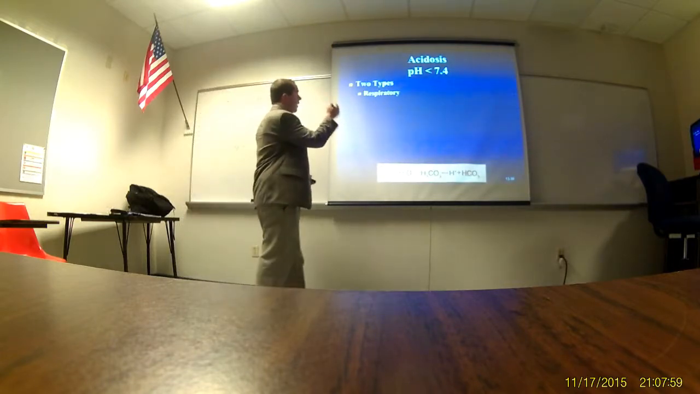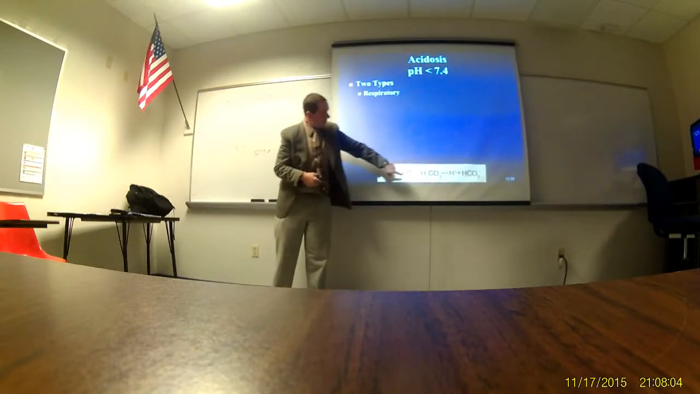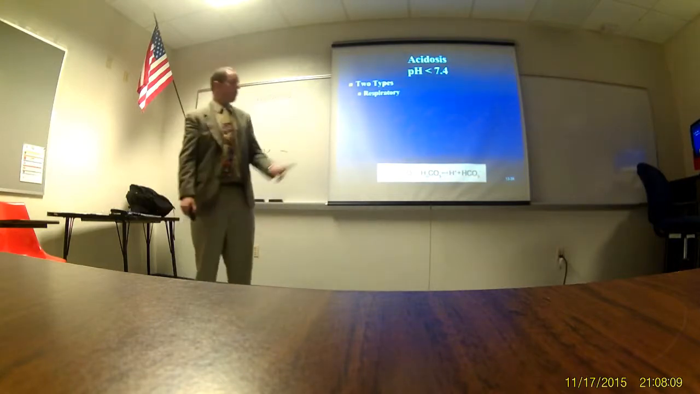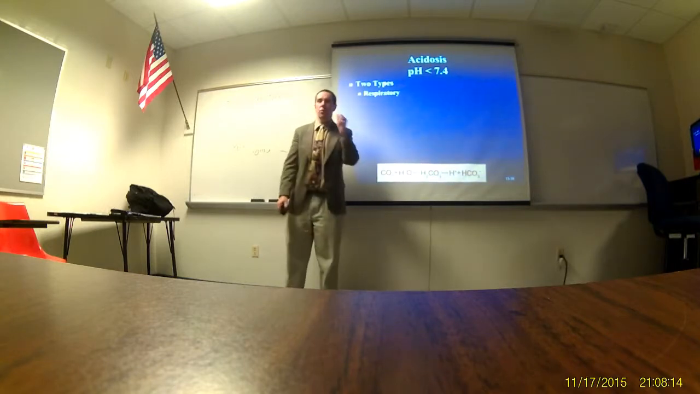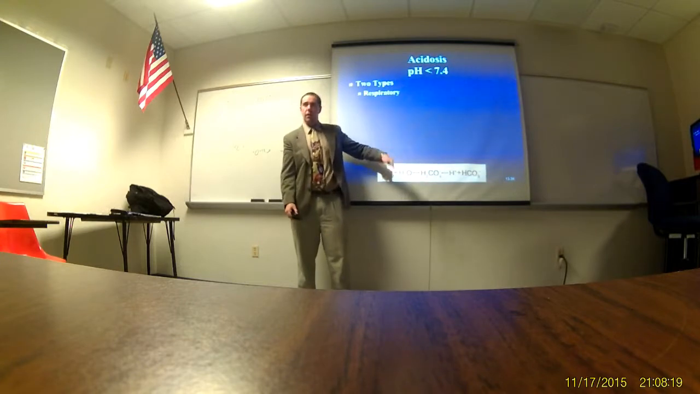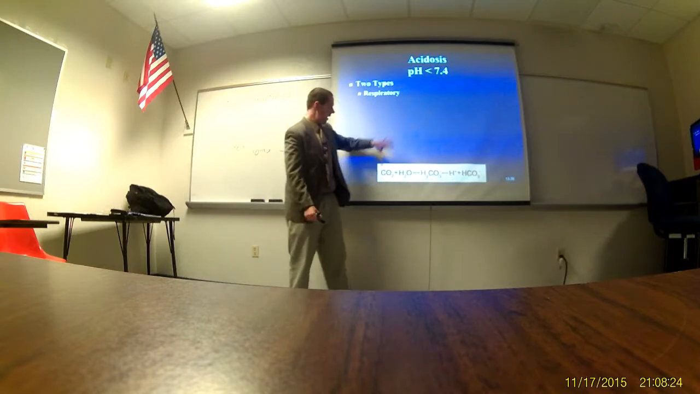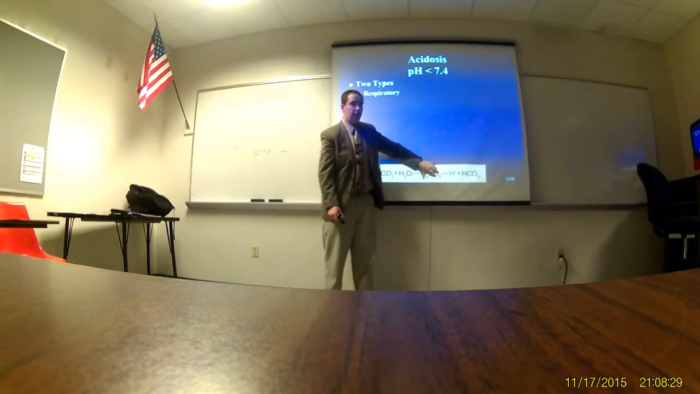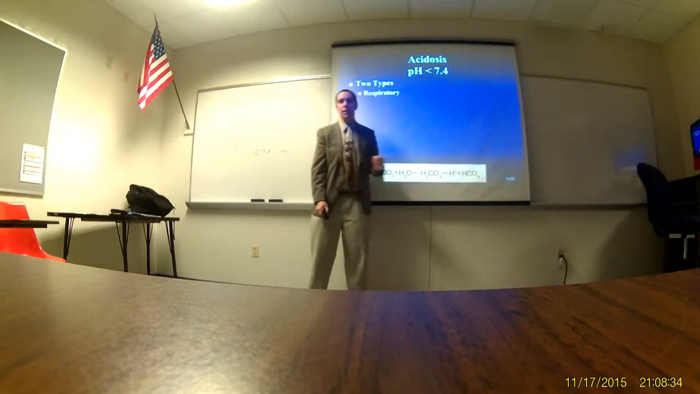First type is respiratory acidosis. What in this equilibrium has anything to do with respiration? CO2. So, if you have too much CO2 in your blood, say you have this equilibrium, and you add CO2, which way are things going to shift? Left or right? They're going to shift to the right. If you add this, it's going to shift to the right. So if you add CO2, you make more of that, which makes more of this. Adding CO2 makes more acid.